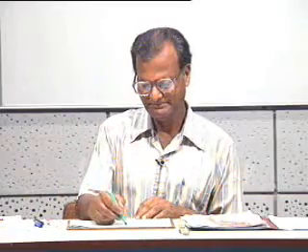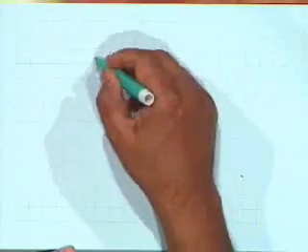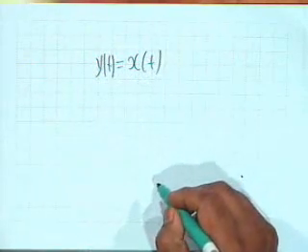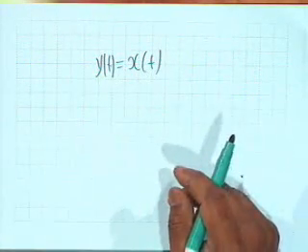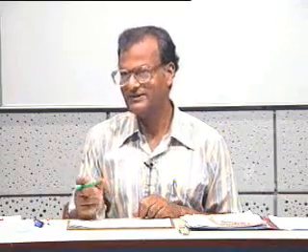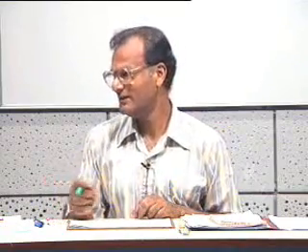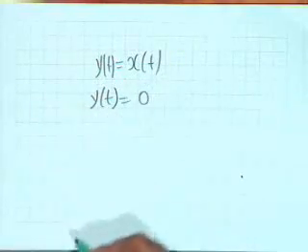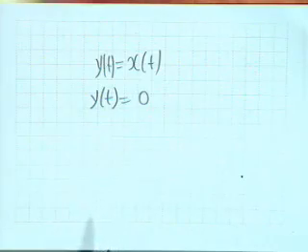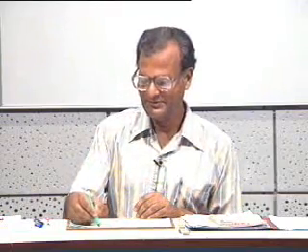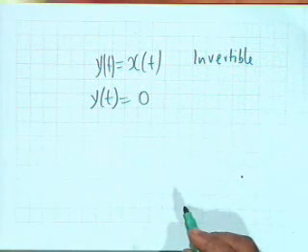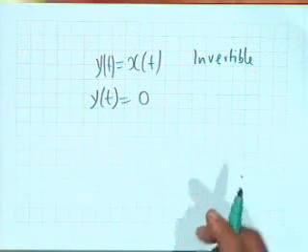Some questions. What about this system, y of t equal to x of t? Is it invertible? Yes, it's an identity system. So what is its inverse system? Also an identity system. Now, y of t equal to 0. Is this invertible? No, because from a 0 output you can't find out what the input is.